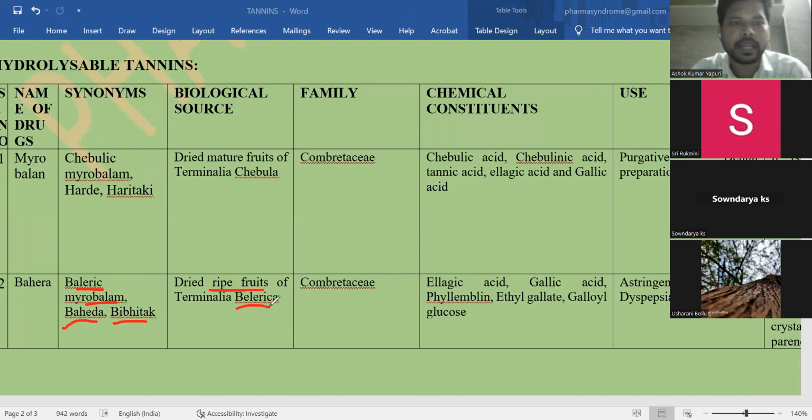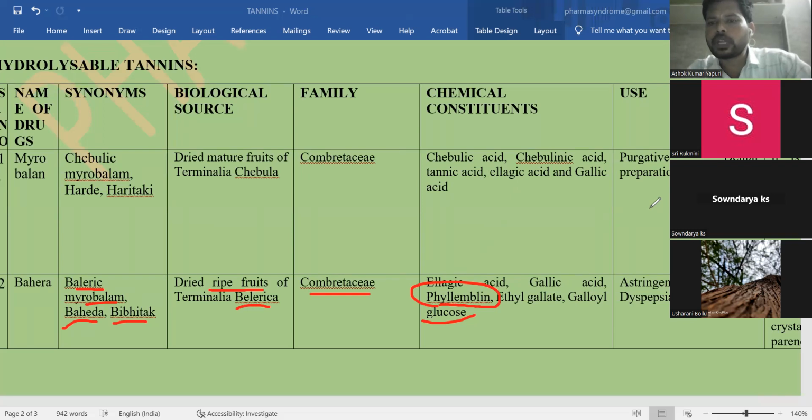So Bahera is Terminalia bellarica and myrobalan is Terminalia chebula. While reading, keep it that way in mind, because there is a big chance of confusion. The family is Combretaceae and most of the constituents are the same. It may contain some extra glucose as well as phyllemblin. All the chemical constituents are mostly similar.